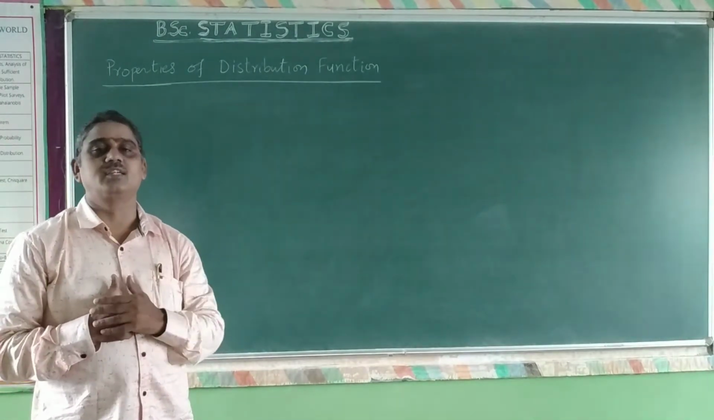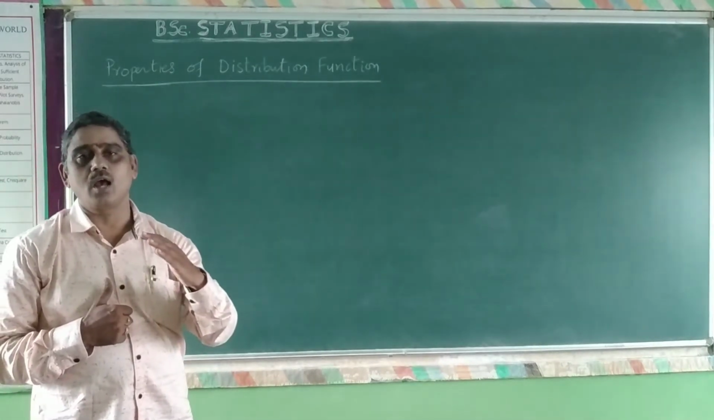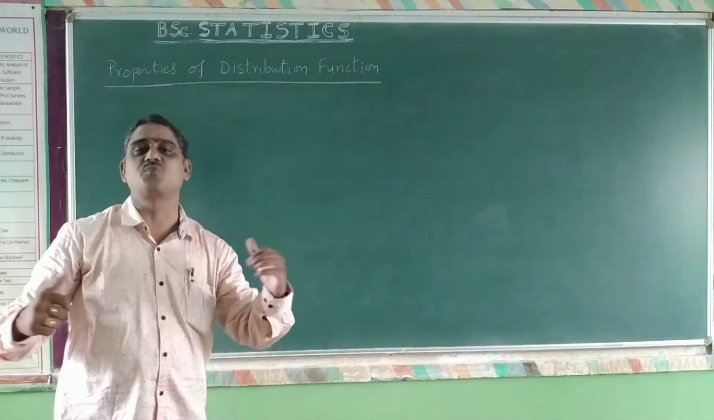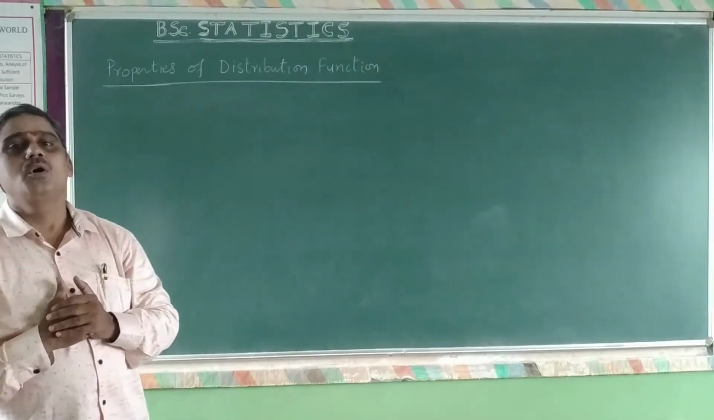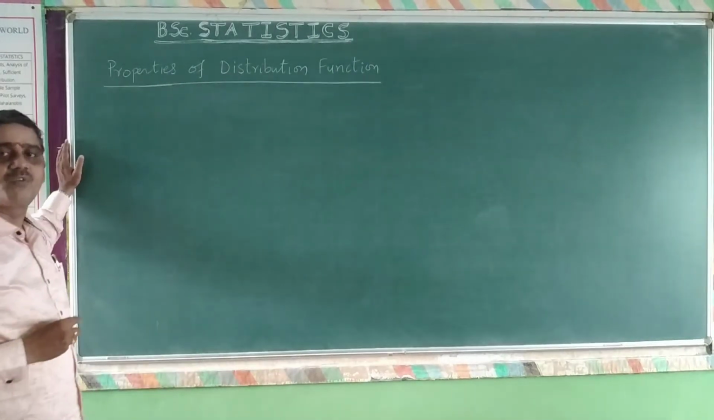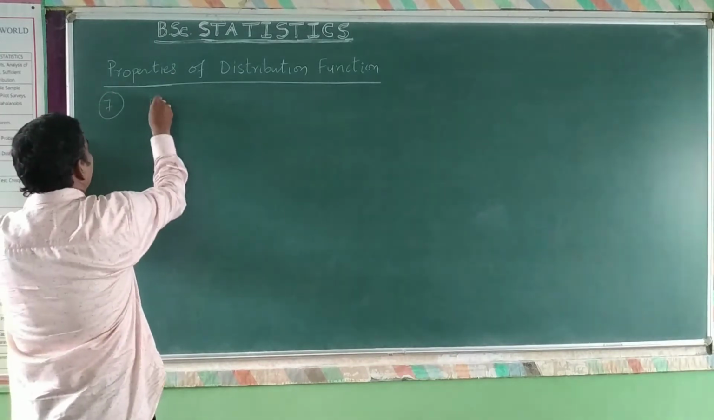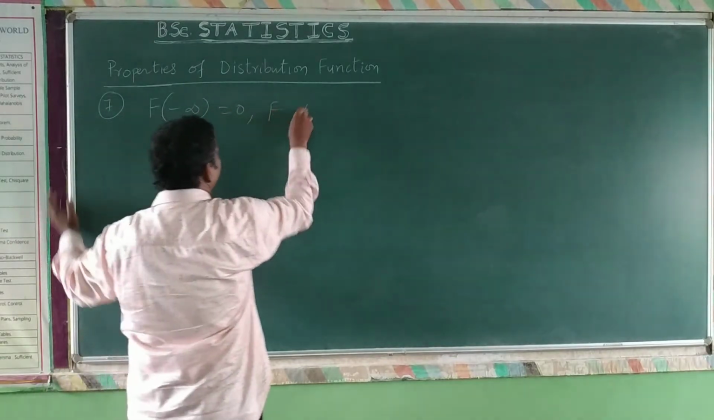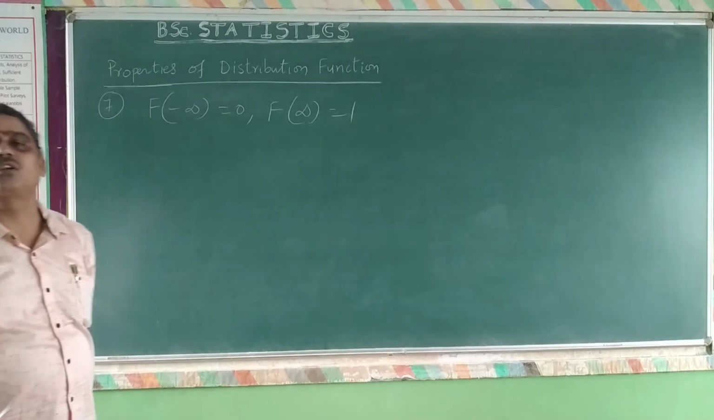Now we discuss another important property of distribution function, which is the biggest one. So therefore I consider it in another part. What is the property? If F(x) is the distribution function, then F(minus infinity) is equal to 0 and F(infinity) is equal to 1. This is what we have to prove.